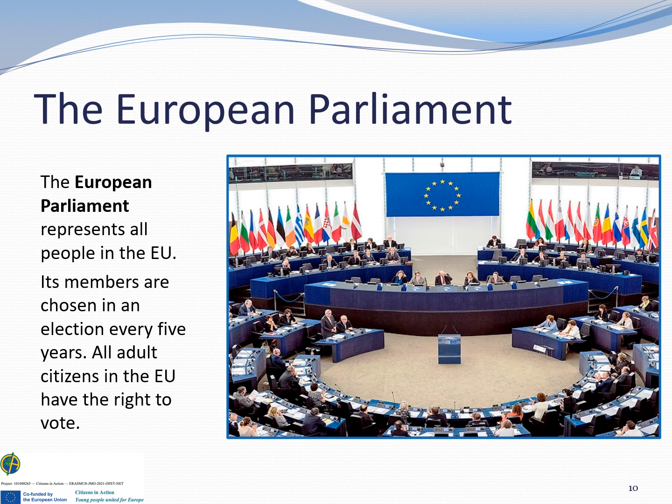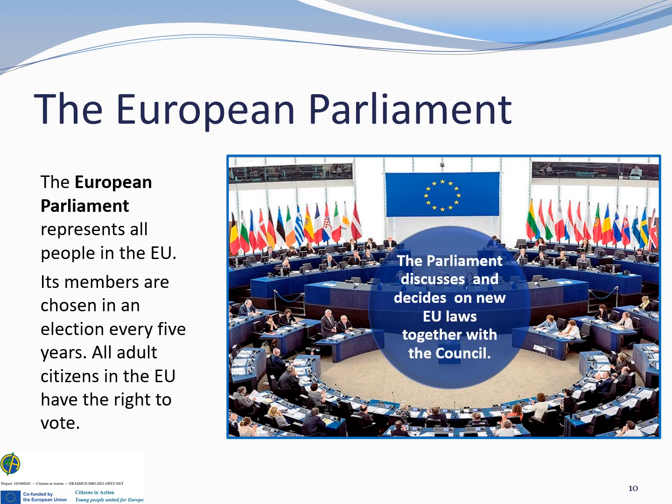The European Parliament has 751 members elected by universal suffrage, which means that all adult citizens in the EU have the right to vote. Its members are chosen in an election every 5 years. The current president is Roberta Metsola.